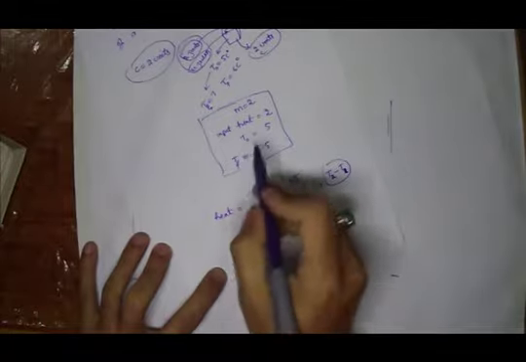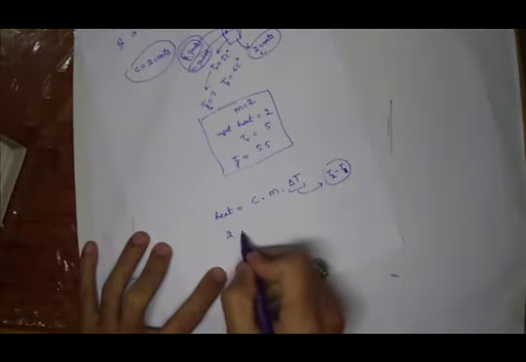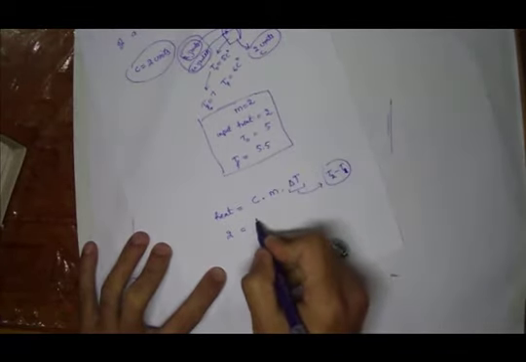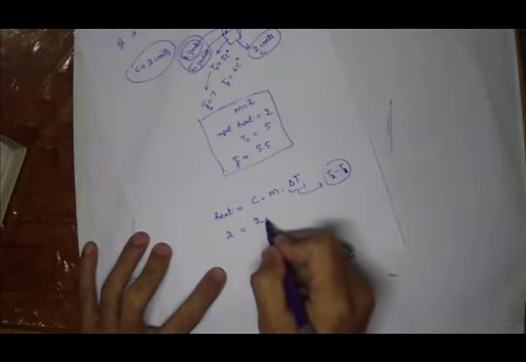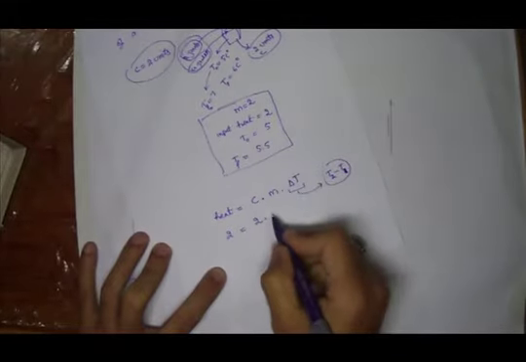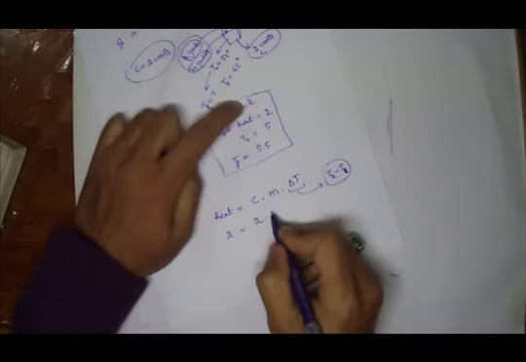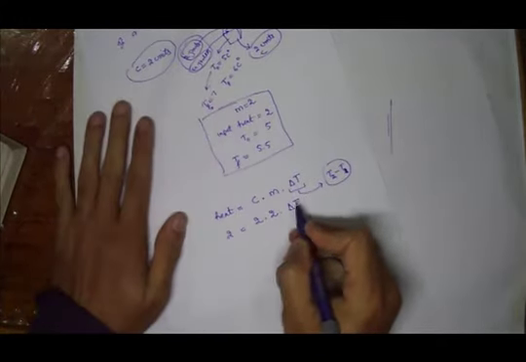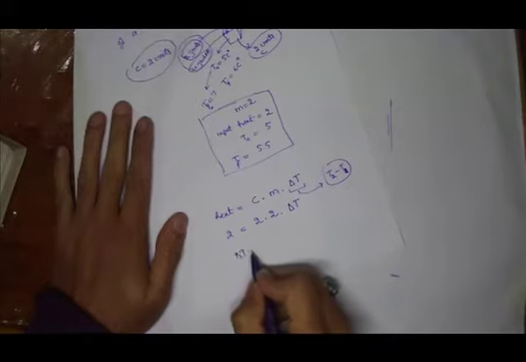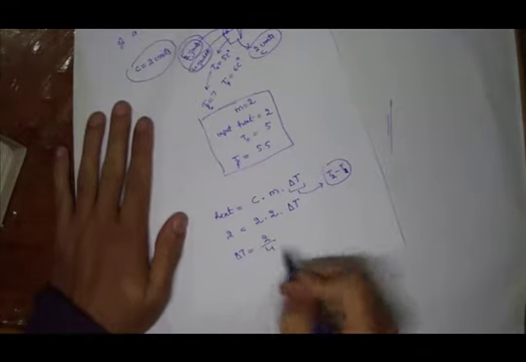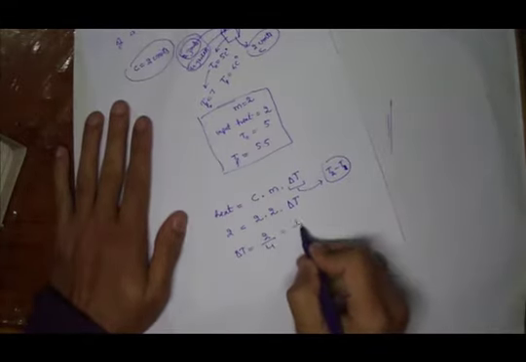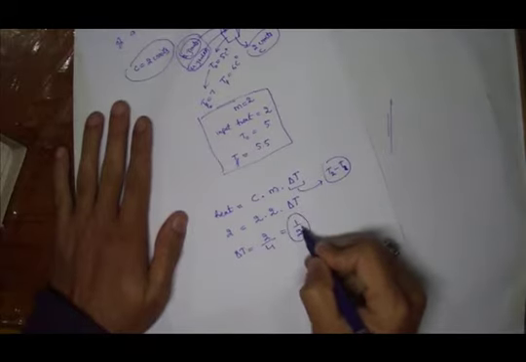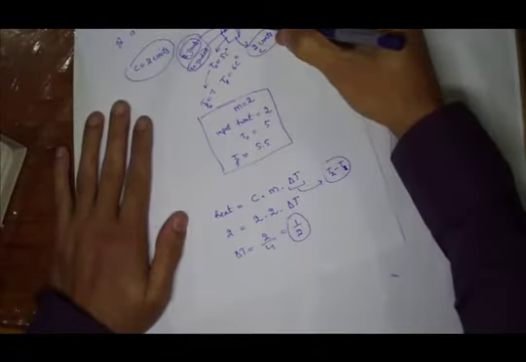Let input heat be equal to 2, the specific heat C is 2, and the mass of the object is assumed to be 2. Then what will be the change? So delta T must be equivalent to 2 divided by 4, which is equivalent to 1 over 2, meaning half a degree centigrade change will occur in the temperature of this body.